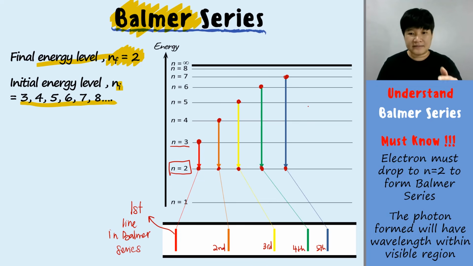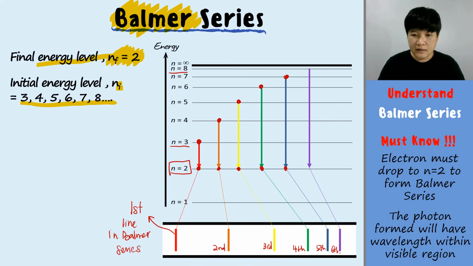And in my example, you have the sixth line only because we stop at n equals 8. So the sixth line is from n equals 8 all the way down to n equals 2. Since we agree that it's a Balmer series, where the n final must be n equals 2, you realize that everything drops to n equals 2. That is the Balmer series.